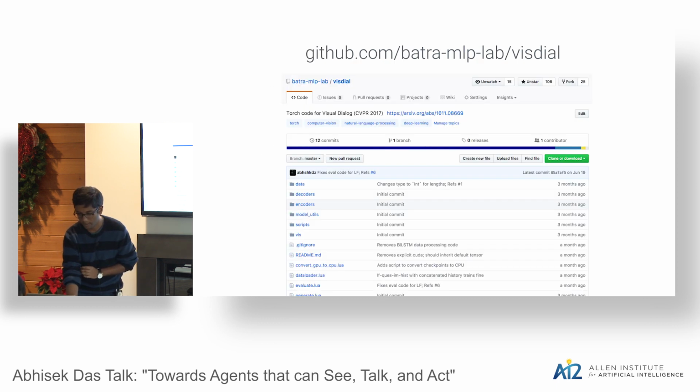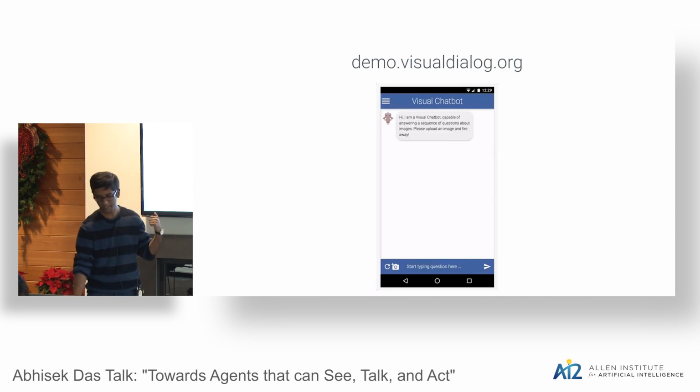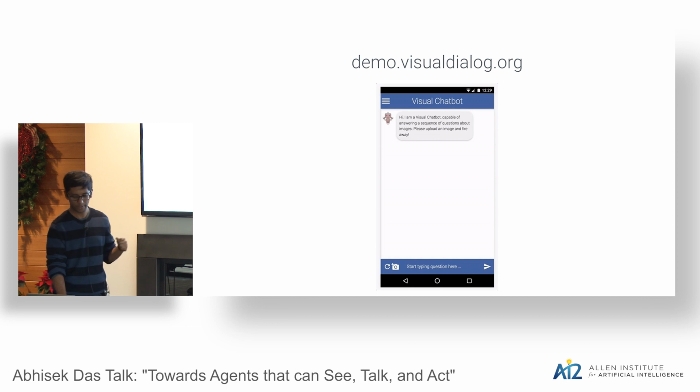Okay. Yeah, code for all of these models is also available. We also have a demo that's up on demo.visualdialog.org where anybody can upload an image and talk to this chatbot, which is based on the memory network encoder that I just described. So for example, here, it begins by spitting out a caption, a large building with a clock tower in the middle. You can ask, where is this? Looks like a city. Are there other buildings? Yes, and so on.